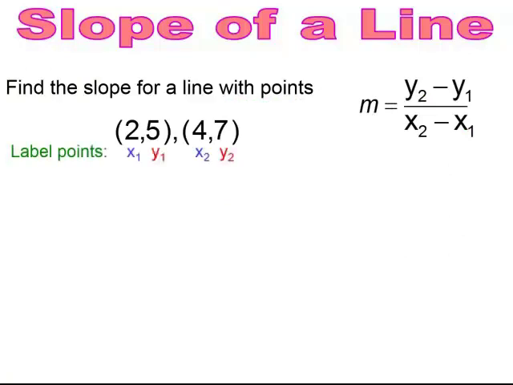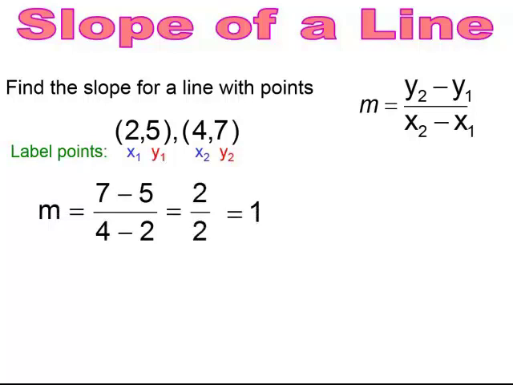So again, I like to label my points, and it doesn't matter which one's the x1, y1, x2, y2 of the points, but you have to make sure that the x1 is the x position in the ordered pair, and the y1 is the y position in the ordered pair. And now you're going to take that information and substitute it into the formula, and you should have gotten 2 over 2, and that will simplify to 1. So we don't end up with a fraction for this slope, we end up with a whole number, 1.